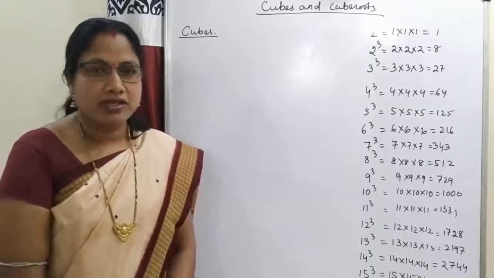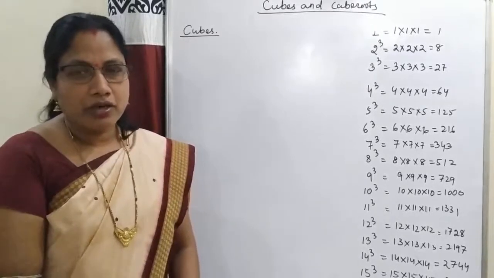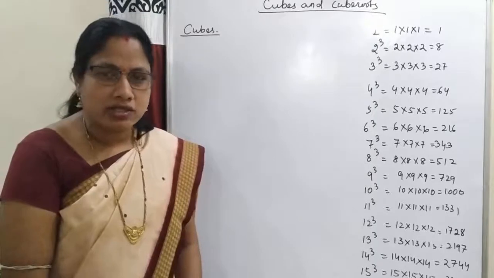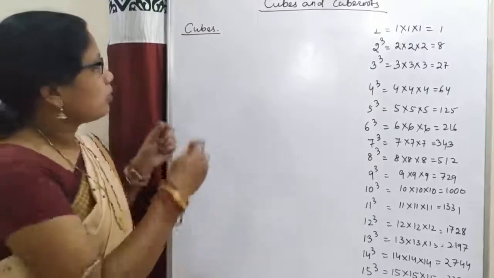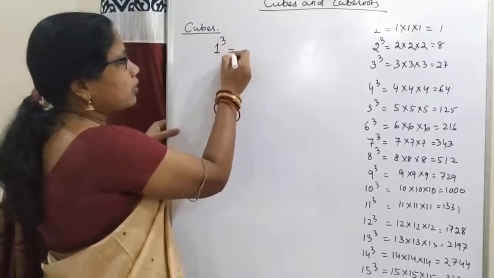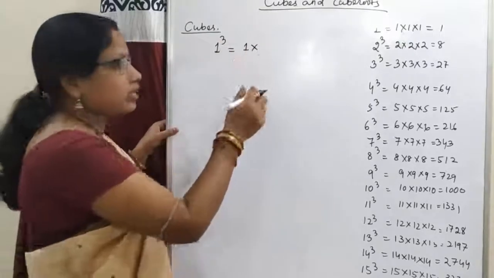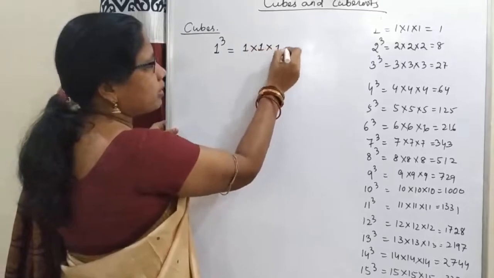So dear students, let us start the chapter Cubes and Cube Roots. In your previous classes, the last chapter was Squares and Square Roots. Like squares, you obtain the cube of a number, that is 1 cube, if we multiply the number with itself 3 times. That is 1 multiplied with 1 multiplied with 1.